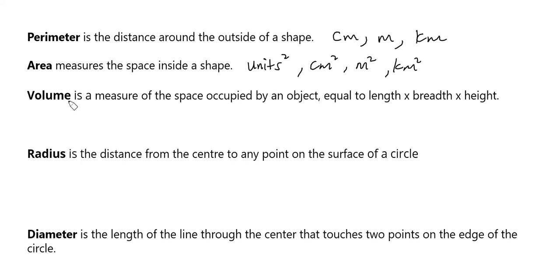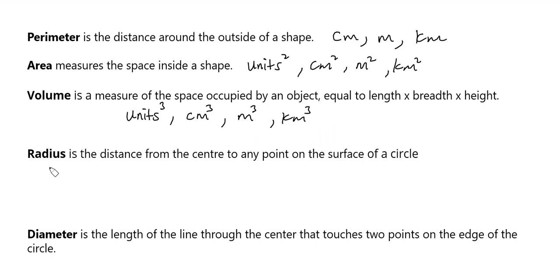Now, what about volume? It is the measure of space occupied by an object, equal to length times breadth times height. We're going to do some questions pertaining to this. But again, here you need to remember that you must always cube your units. For example, it can be centimeters cubed, meters cubed, or kilometers cubed. So always it's a power of 3. You put a cube on your unit.